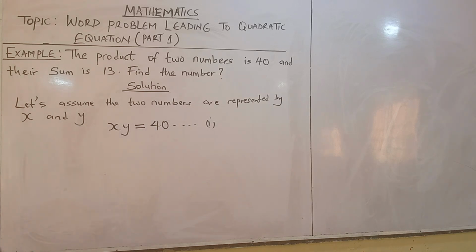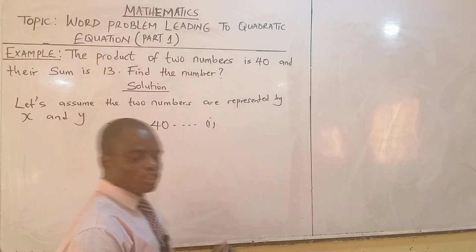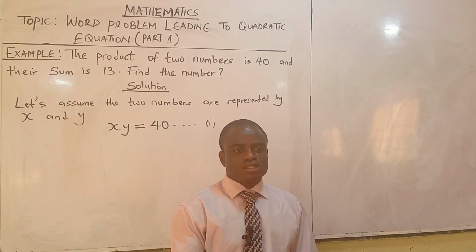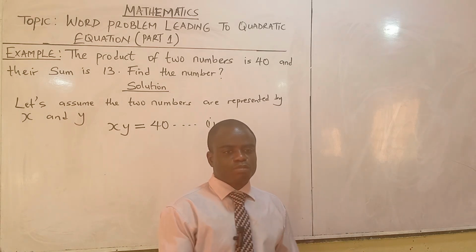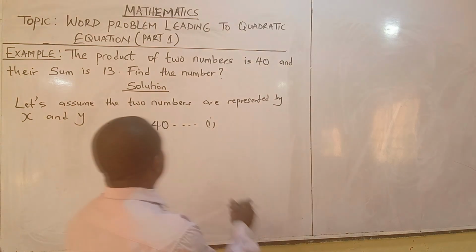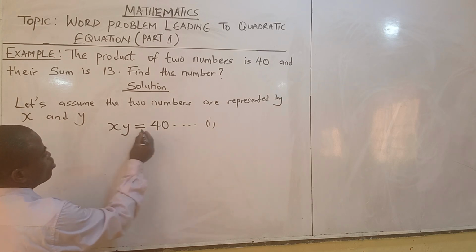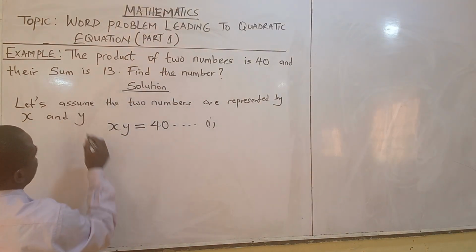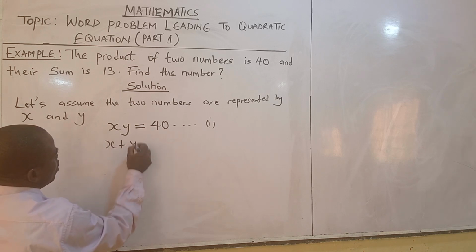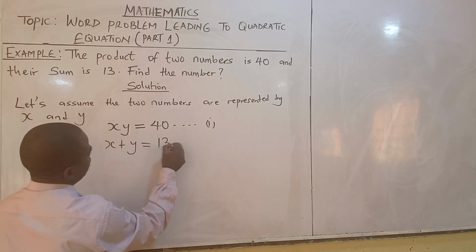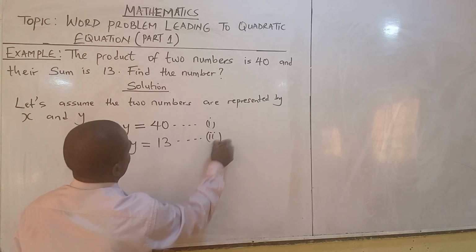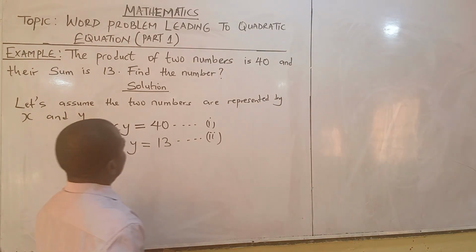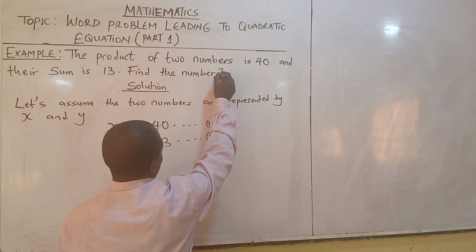And their sum, that is addition of the two numbers. When we say their sum, it means addition. Multiplication means times; you multiply the two numbers together. So with the two numbers x and y, xy equals 40 for the first statement, and for their sum, x plus y equals 13. That's equation 2. Find the numbers.